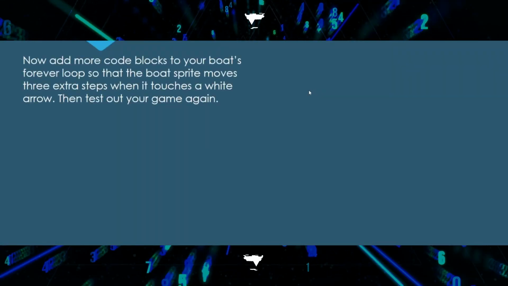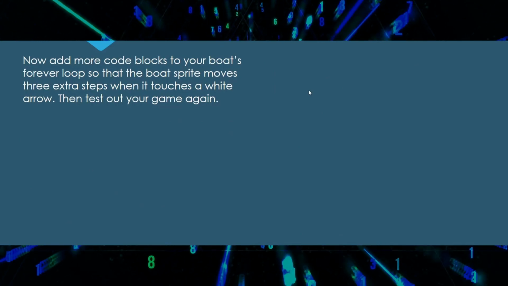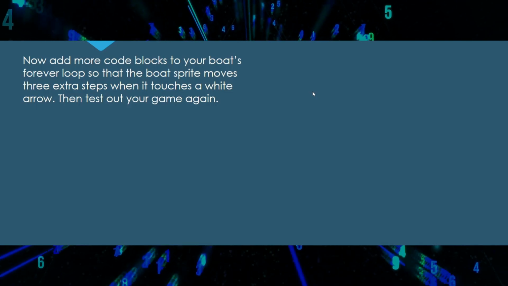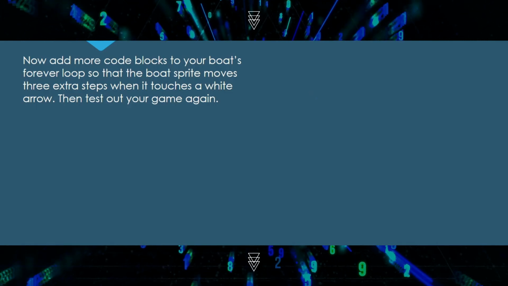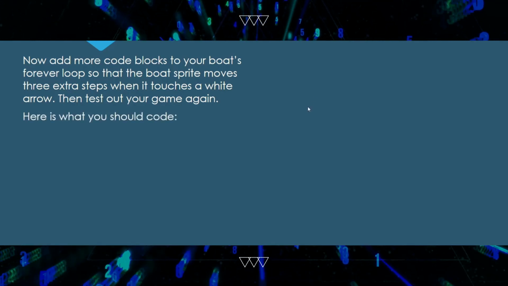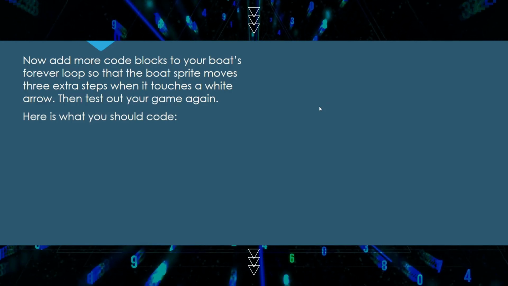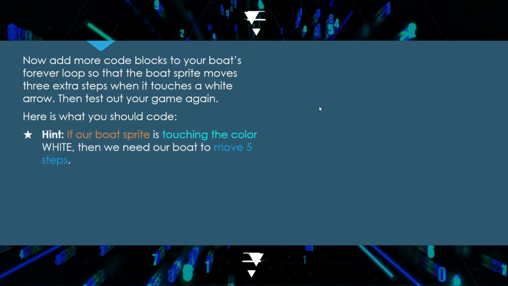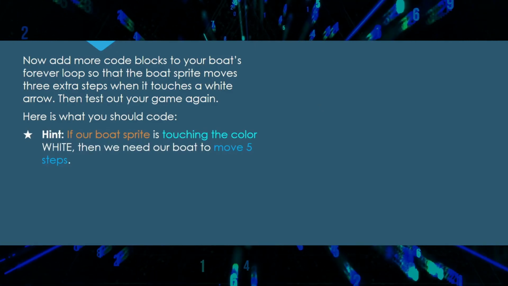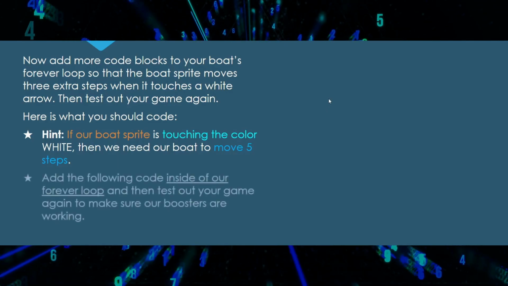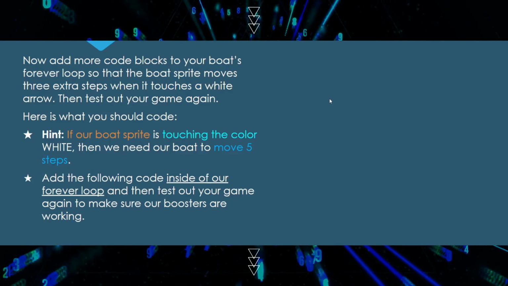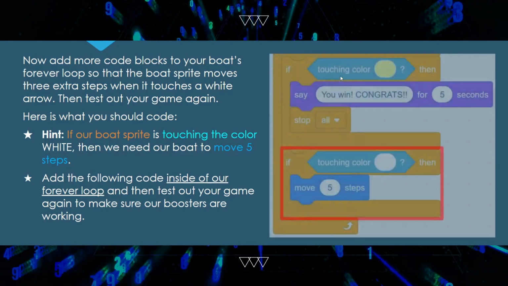So, coding the boosters. Now we need to add more code blocks to the boat's forever loop, so that when the boat sprite moves, it will move those 3 extra steps when touching a white arrow. Then test your game out again. Here is what your code should look like. So here's a hint. If our boat sprite is touching the color white, then we need to move our boat 5 steps. Add the following code inside the forever loop and then test out your game again to make sure the boosters are working.